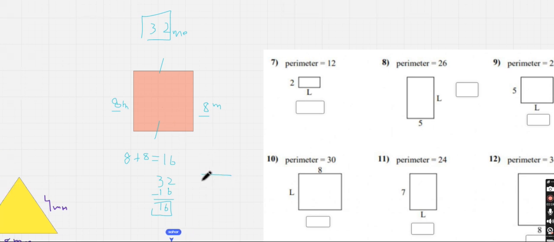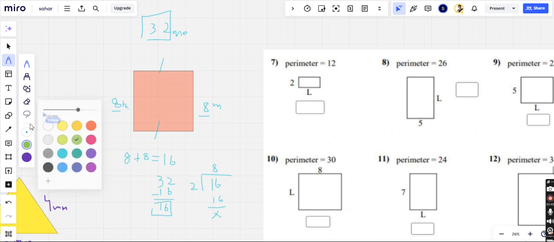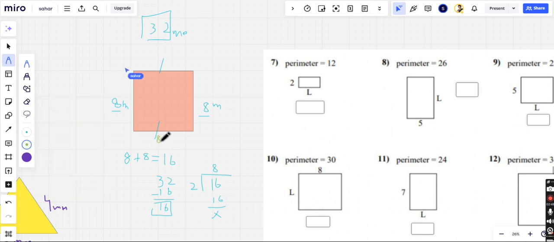So we divide 16 by 2 because this is for two sides, for top and bottom. So 2 times how much gives 16? 8. Good. It means that each missing side contains 8 meter. How much meter? 8 meter. So you see it clearly.